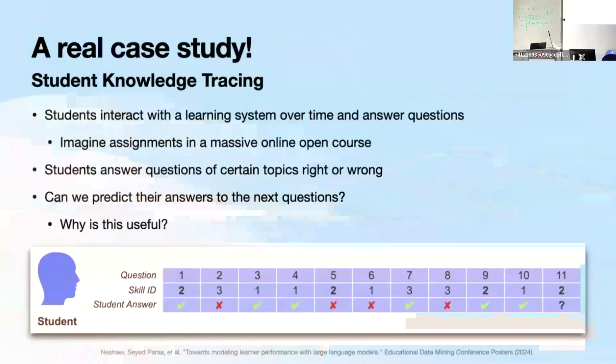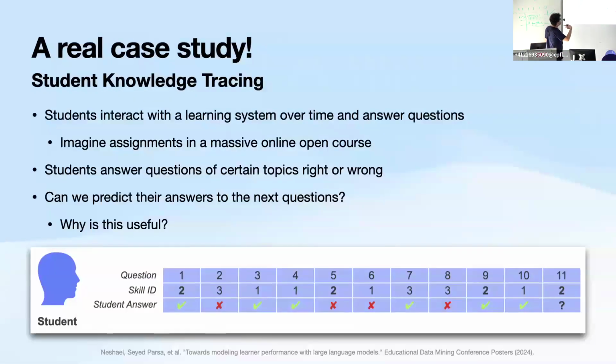Let's see, this part is coding basically. We want to code an example. We will code a real case study, which is called student knowledge tracing. Students, this is a real case study of time series. In a real learning system, for example, Moodle, or Coursera, edX, whatever these kind of online tools that you use, right? A student interacts over time and answers questions.